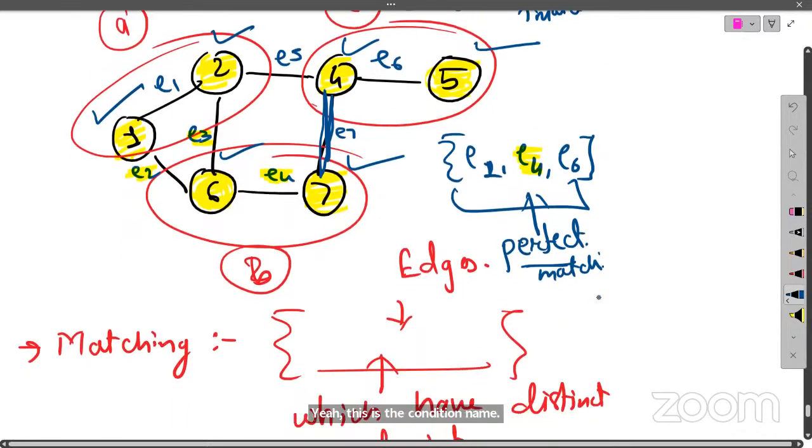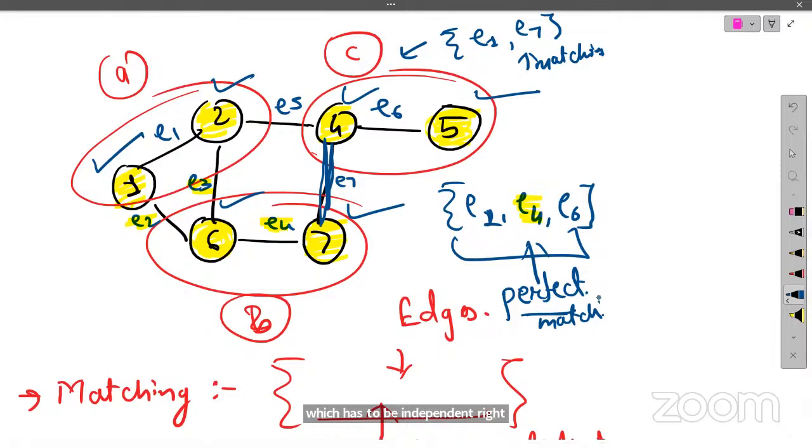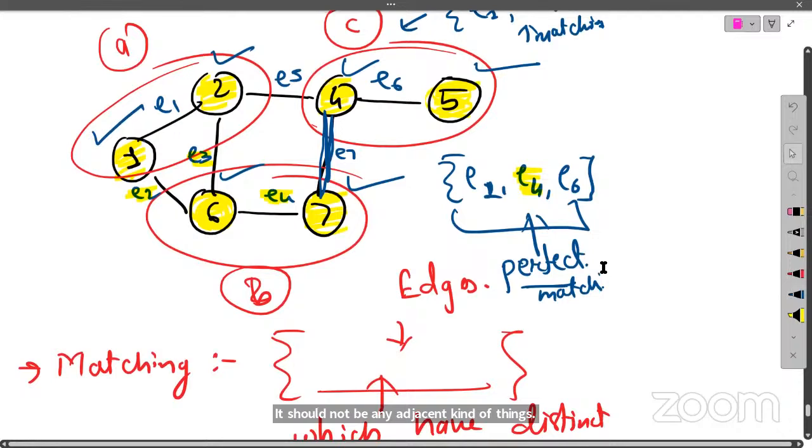Which has to be independent, right? That means independent or disjoint, whatever you want to say. It should not be any adjacent or kind of, you can say, adjacent kind of. Yes, ma'am.